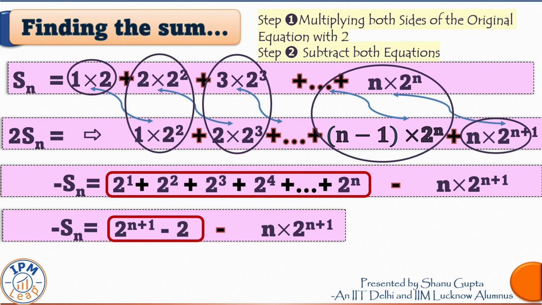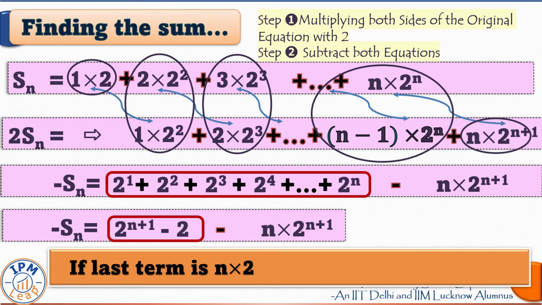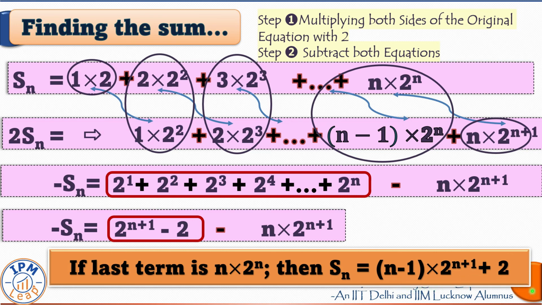We can extend this formula, this concept for n terms. And following the same procedure, we infer that if the last term of this series is n into 2 raised power of n, then Sn, which denotes the sum of n terms of this series, is equal to n minus 1 into 2 raised power of n plus 1 plus 2.